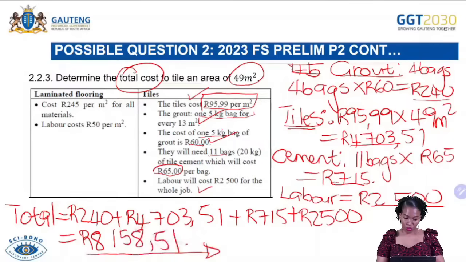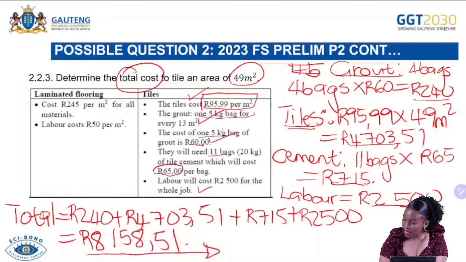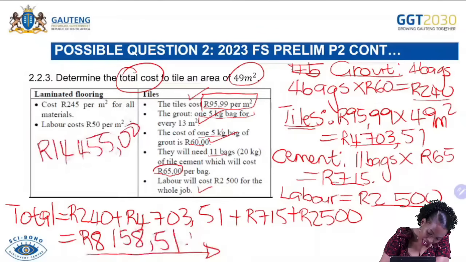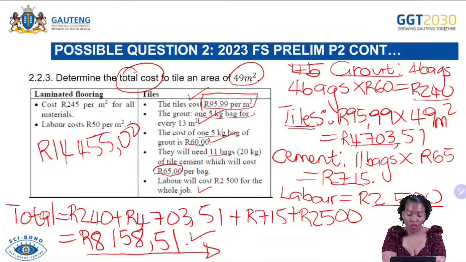So this is the total that you will get when you calculate the total cost of tiling. If we were to compare laminating the floor and tiling, remember with laminating, the total cost was 14,455 rand, whereas with tiling, the total cost is 8,158 rand and 51 cents. So if you had to choose which one will be the cheapest, it's quite obvious from our calculations that tiling the floor will be the cheaper option rather than laminating those floors.